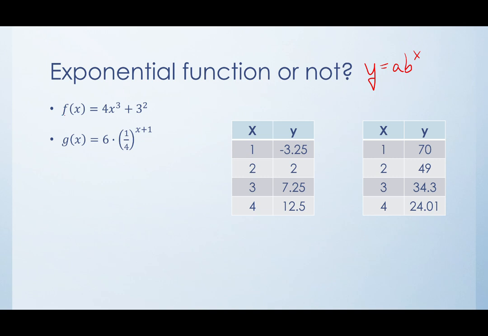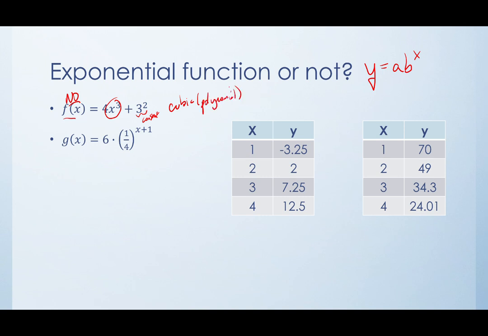So if we look at this first one, f of x, we see x to the third, and we see this is just a constant. So this is a cubic, right? This is a cubic that's been shifted up. This is not, so it's a polynomial, not an exponential. So this one is a no. So this is a polynomial, not an exponential.